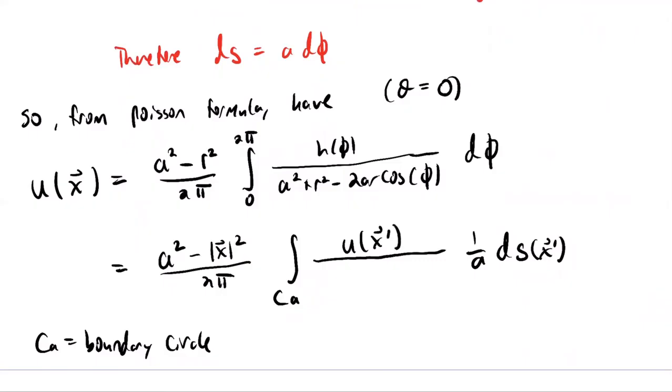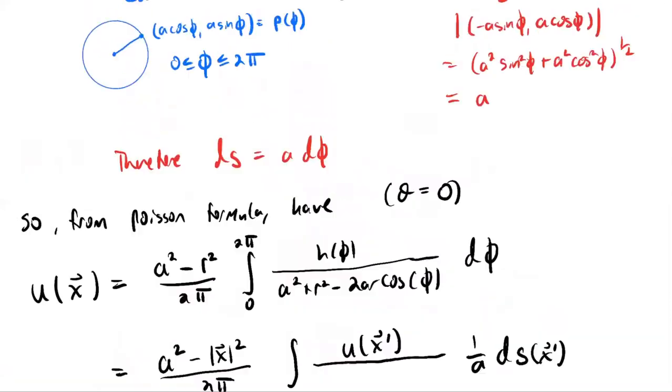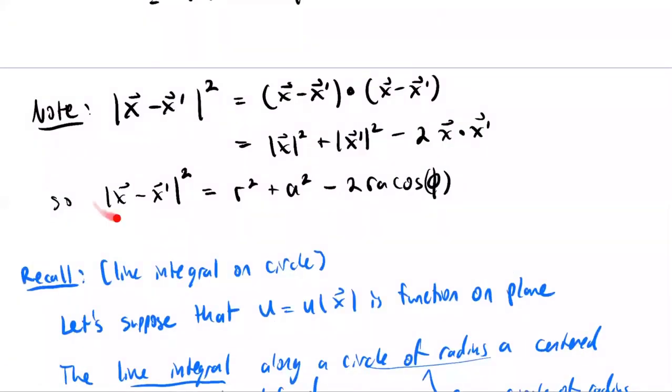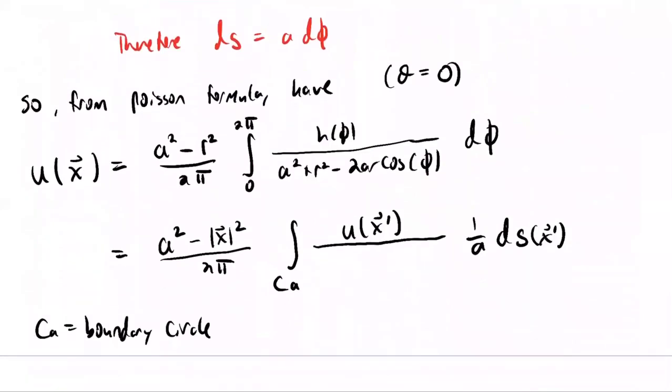And then in the denominator, what do we have? Well, we saw that this quantity is equal to the distance between x and x prime. And so this ends up being the length of the vector x prime minus the vector x, squared, where x prime is on the circle and x is what I'm plugging in here. So this is the formula that we end up with.